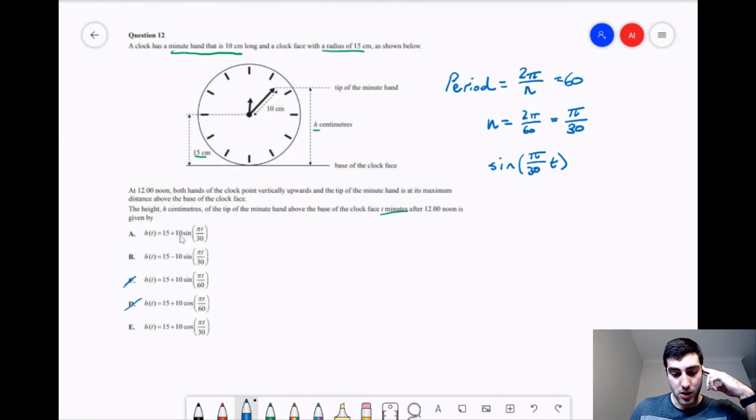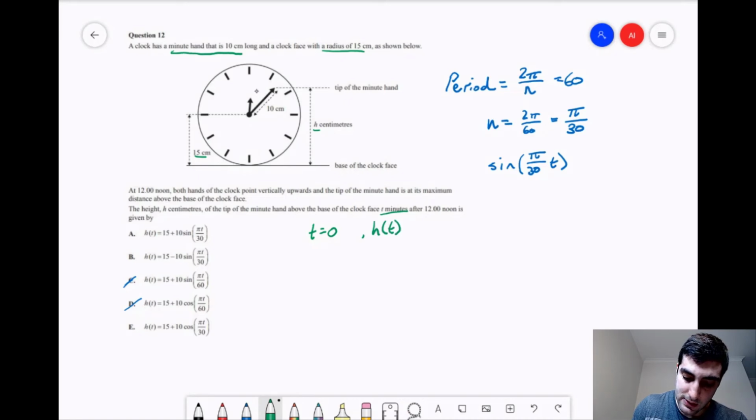Now the approach that I took to answer this part was subbing in for a particular time. In this case, subbing in for t is equal to 0. So at time t is equal to 0, we know we should have a height of the base of the clock to the center, so that's sort of the radius there, plus the length of the minute hand. So it's going to be 15 plus 10. So we should expect, or we know that the height h of t will be equal to 25.